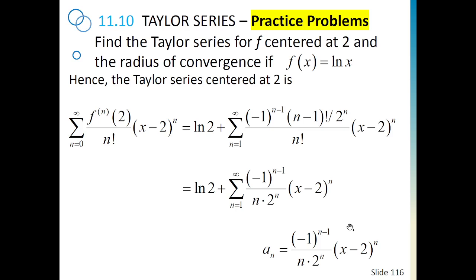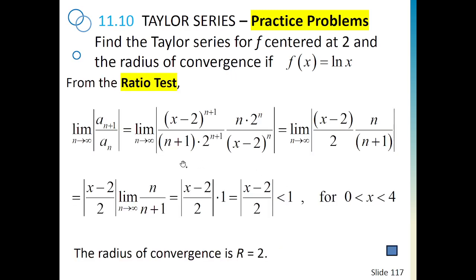So we need to find the radius of convergence using the ratio test as we usually do. So we plug everything together. We have (x minus 2) over 2 that will go out in the absolute value. So here the limit is 1.